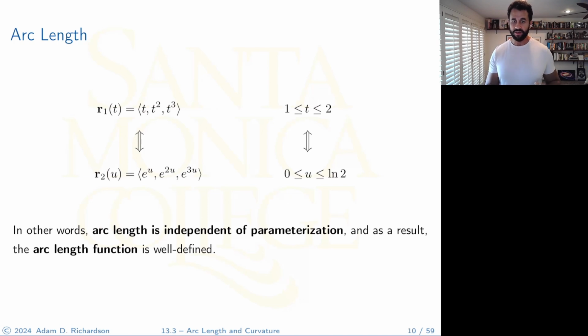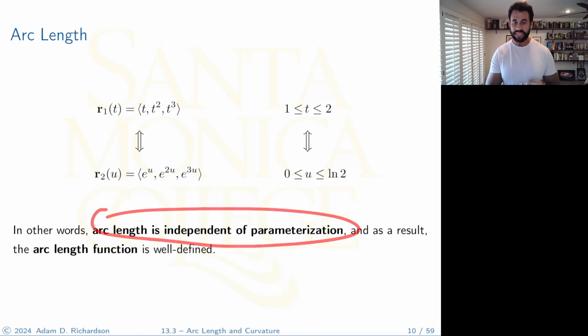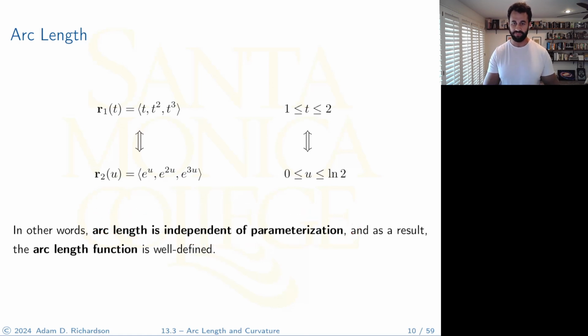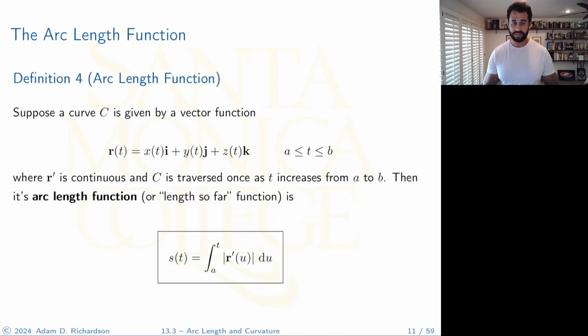All right. So in other words, what this means is arc length is actually independent of parameterization. And as a result, the arc length function is well defined. This is one of the reasons that oftentimes we will reparameterize curves in terms of arc length, because then you don't have to worry about what coordinate system you're in or what parameter you're using. You can just use the arc length itself. There we go.